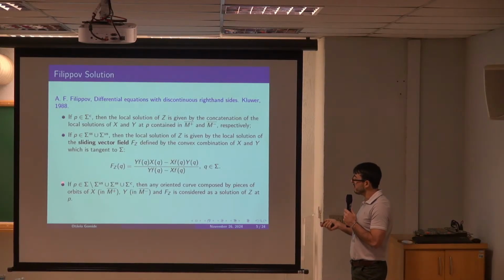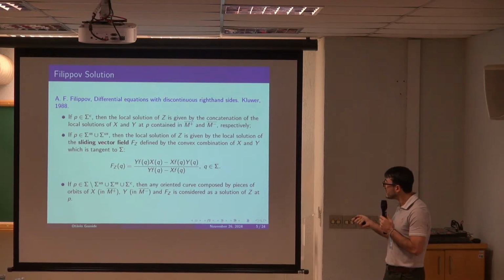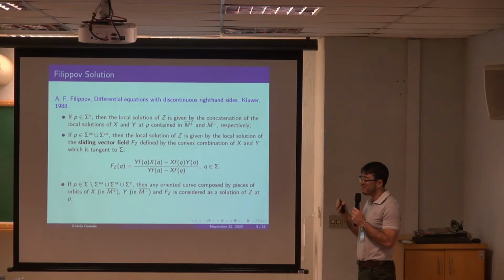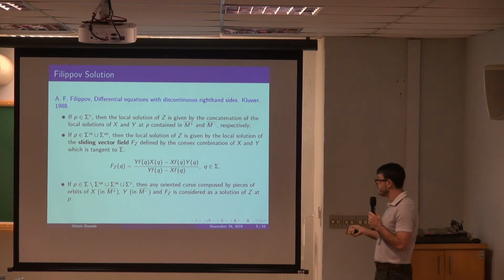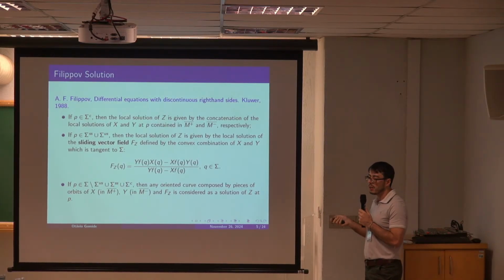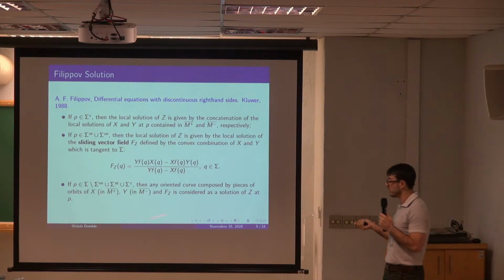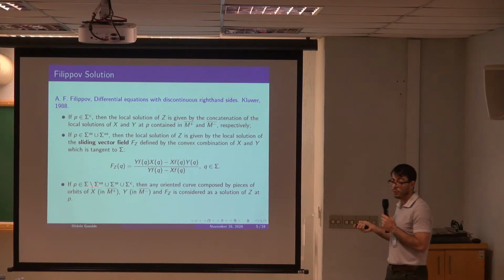And if I have a point p in Σ which is not in this situation, we can consider all the curves that are oriented and composed by pieces of orbits of X, Y, and Z_s. So any such curve we consider as a solution. Of course, this produces a lack of uniqueness of solutions. But in this case, to do our study, we don't need this kind of uniqueness.